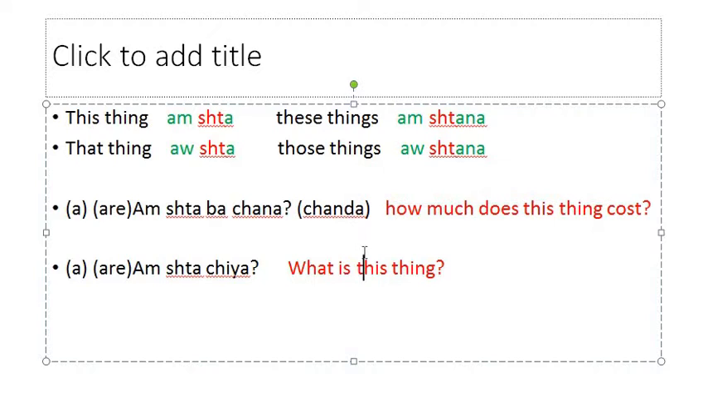But if you want to sound like a native, we have two words, are and a. We can use them apart from each other, or you can use them together as well. But first, let's use a. I can say a amshta bachanda, or a amshta bachana. This is just an expression to open a discussion.